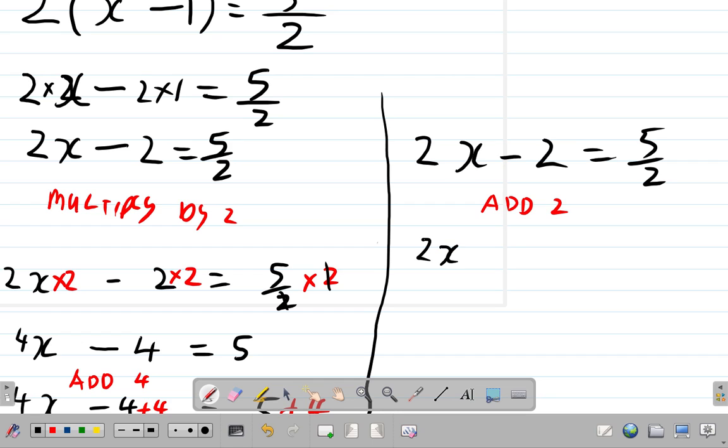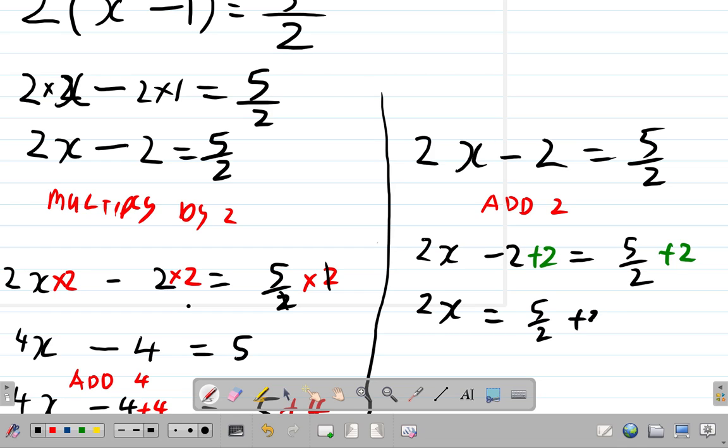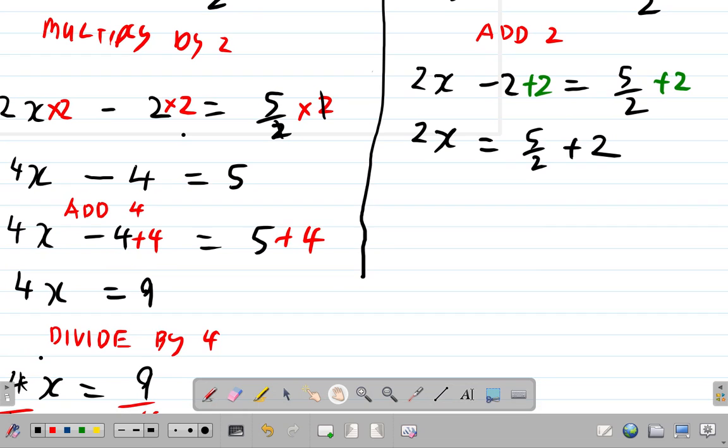So I have 2x minus 2 equals 5 divided by 2. So plus 2 plus 2. What do I get? Negative 2 plus 2 is 0. So I only have 2x here. And that is equal to 5 over 2 plus 2. I'm going to fix up the fraction a bit later. Right? 5 divided by 2 plus 2. Now 5 divided by 2 plus 2. You have to remember your fractions and work this out.